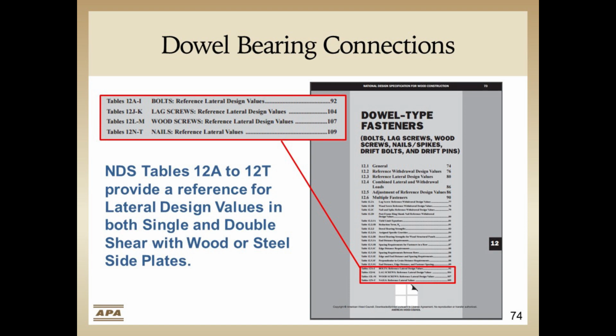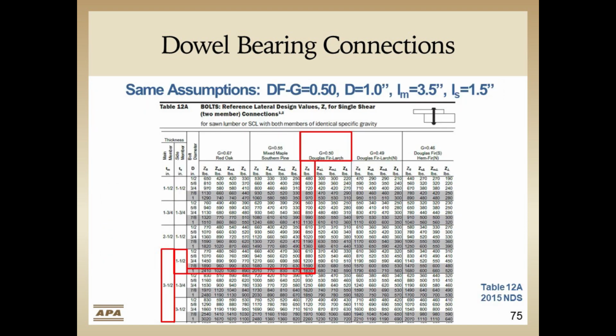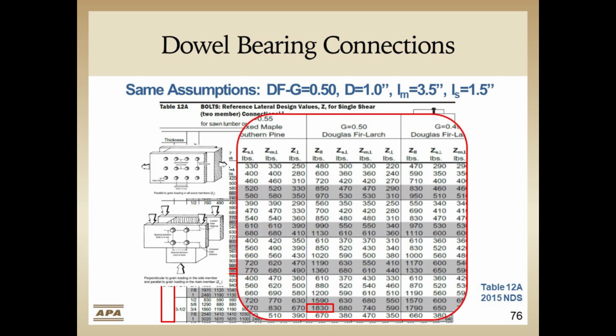So let's go back to our example of a single shear 2-member connection with both woods of the same specific gravity. For this, we would refer to Table A, which shows that for the load parallel to grain with a 3.5-inch main member, a 1.5-inch side member, and a 1-inch bolt using Doug fir 0.5 G, we find the capacity is 1,830 pounds, similar to the 1,827 pounds that we previously calculated by hand.